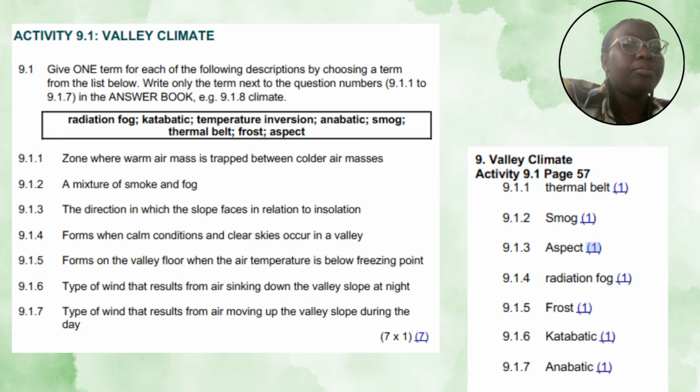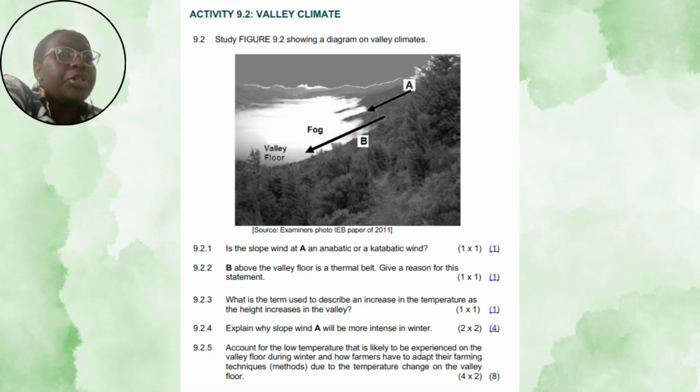All right. Okay, now we're going to look at another question. You can see that we have descending air. It's mostly at night, it looks like. We have point A, and then we have point B as well. We have fog that exists within the valley floor. So it says, is the slope wind at A an anabatic or katabatic wind? And again, please feel free to pause the video to attempt it yourself.